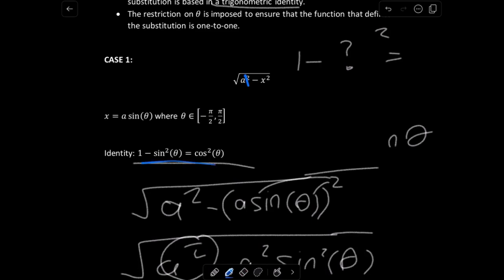Why I'm emphasizing the identities is because there are other identities that you can use. Again, there's 3 cases. So there's 3 choices you have for your trigonometric substitution in general. All right, so this is the first one. It's based on 1 minus sine squared theta is equal to cosine squared theta. Let's see how this works in an example.